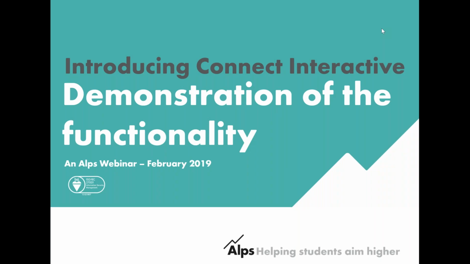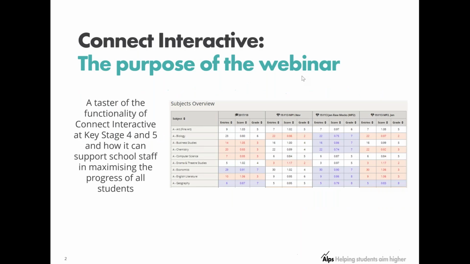So the purpose of today really is to start looking at some of the tools that are available in Connect Interactive and how you might use those to get the most out of your analysis. I'm going to say at this point that I am going to use predominantly Key Stage 5 data, but I do have some Key Stage 4 data available so that we can just see some of the tools that are more particular to that key stage.